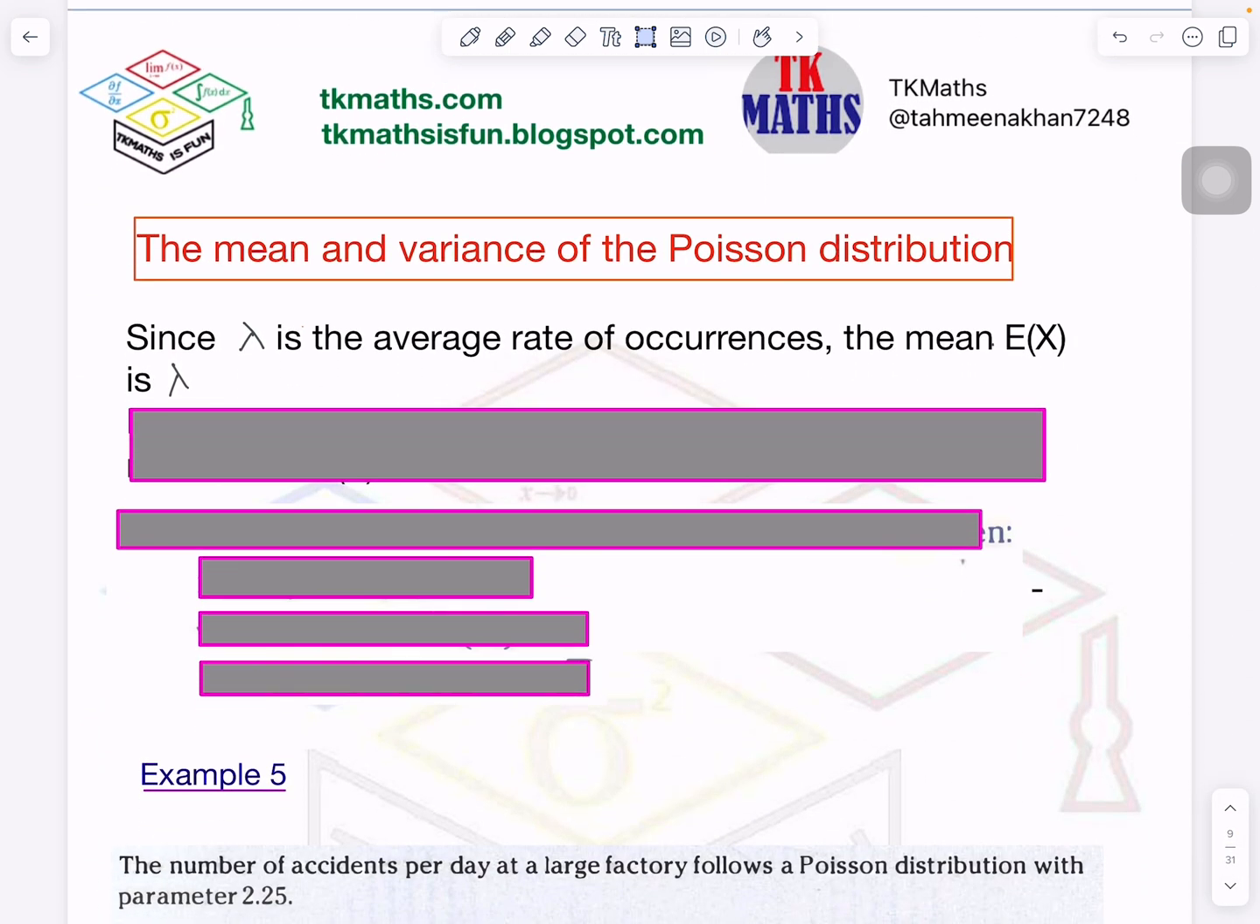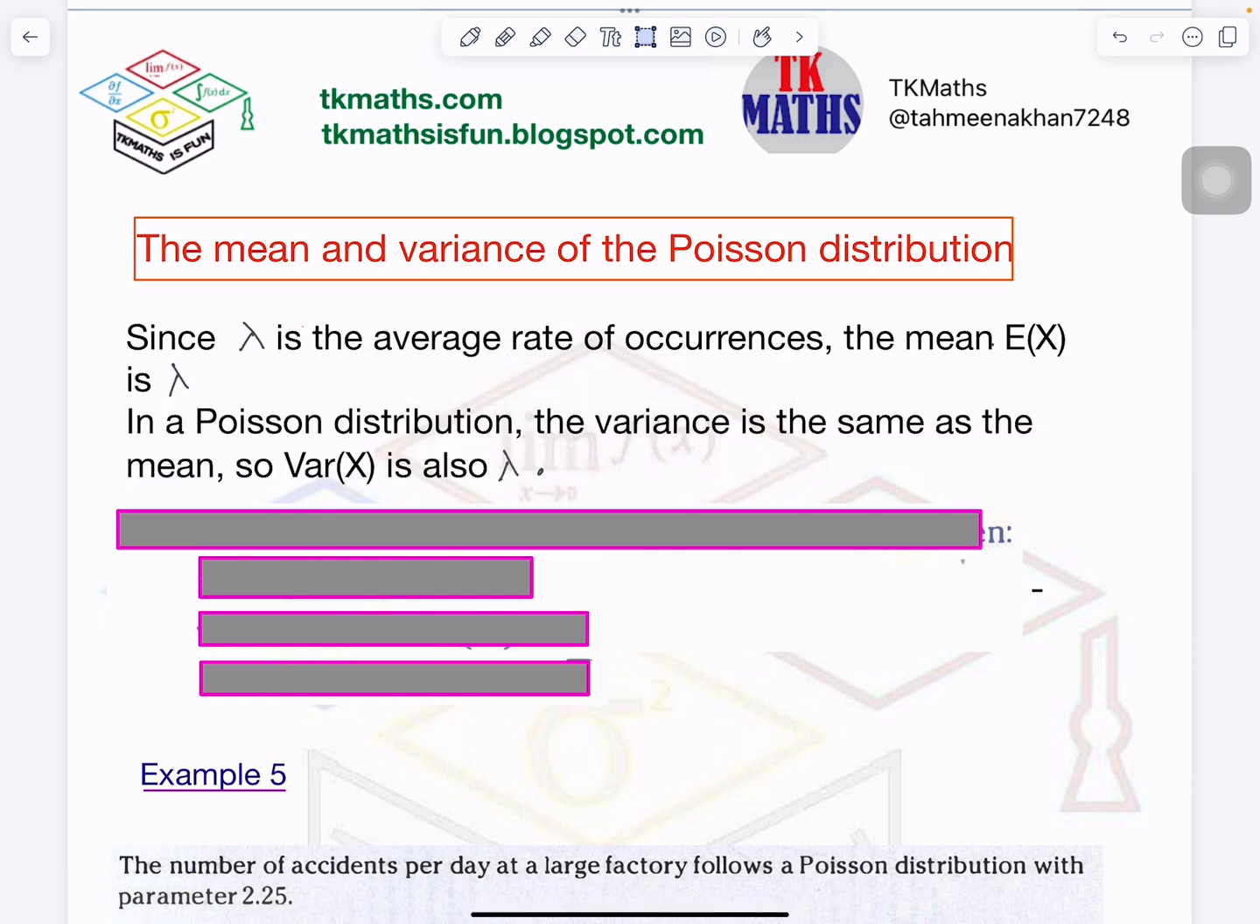Now this is video number 2 and I am talking about mean and variance also in it. And then I will make 2 more videos about the other 2 aspects. In Poisson distribution, the mean and variance both are represented by lambda, right? So lambda is the average rate of occurrence, mean, and the same is the variance, okay?